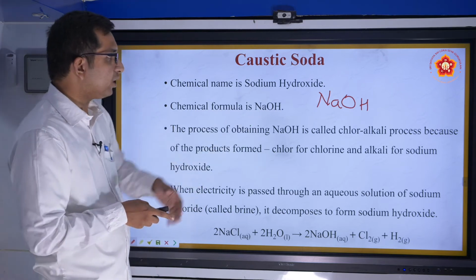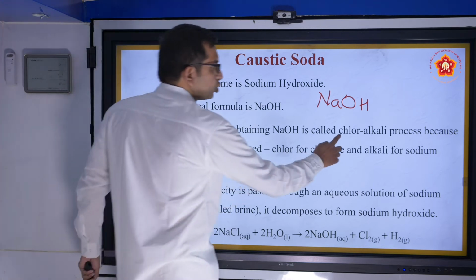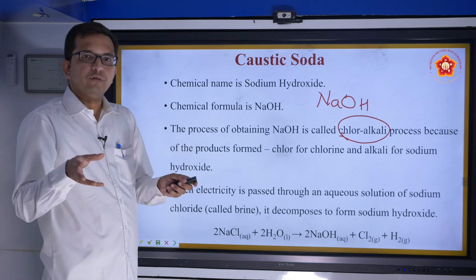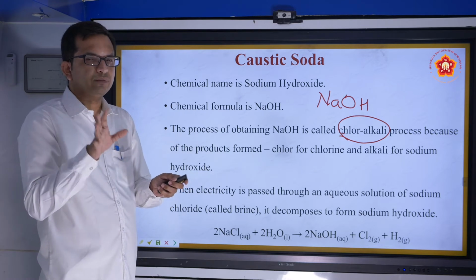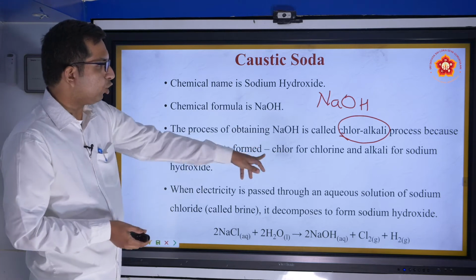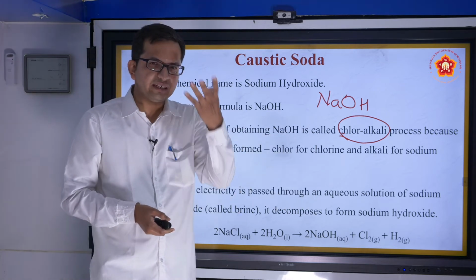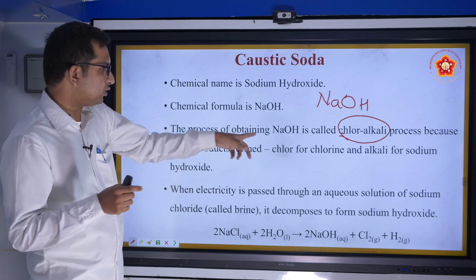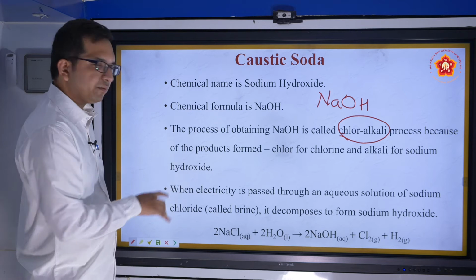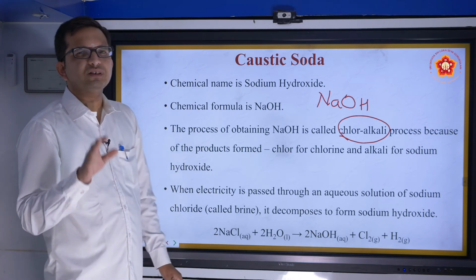So this caustic soda, you can prepare it by a method called the chlor-alkali process, where alkalis, we know very well, are soluble bases. This was something that we studied in the last class. From that we can obtain sodium, and chlor indicates chlorine. So chlorine gas comes out, and when that chlorine gas combines with sodium, we can undertake these reactions. But generally the process that we use is electrolysis.